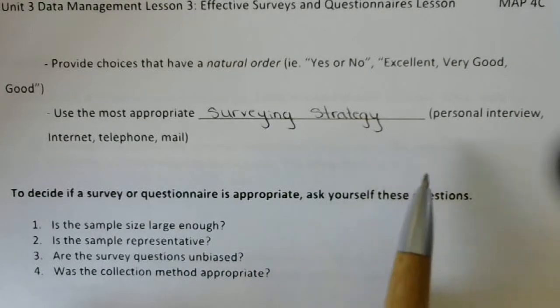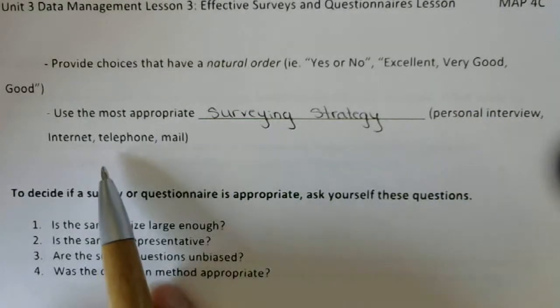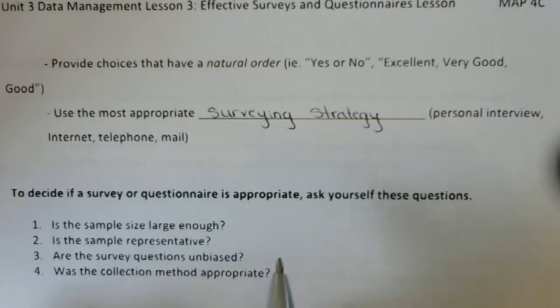Are you going to see these people personally? Okay, are you going to sit down with them? Are you going to use the internet? Are you going to phone them? Are you going to mail them your questionnaire? So selecting this is actually very important to avoid bias.